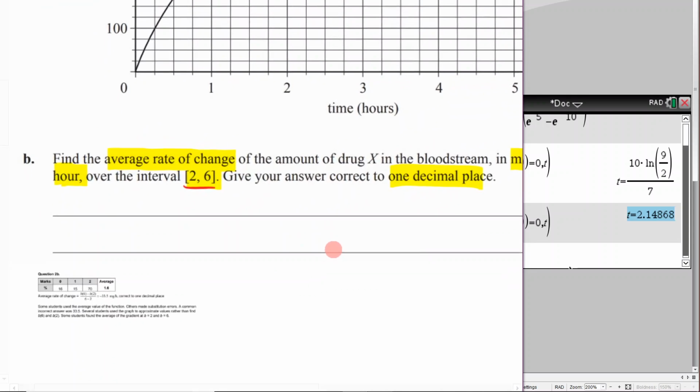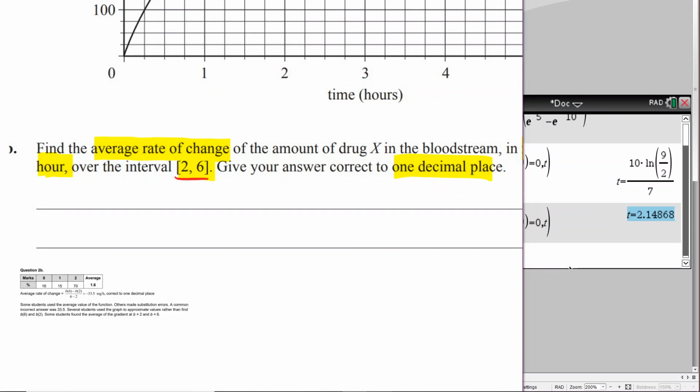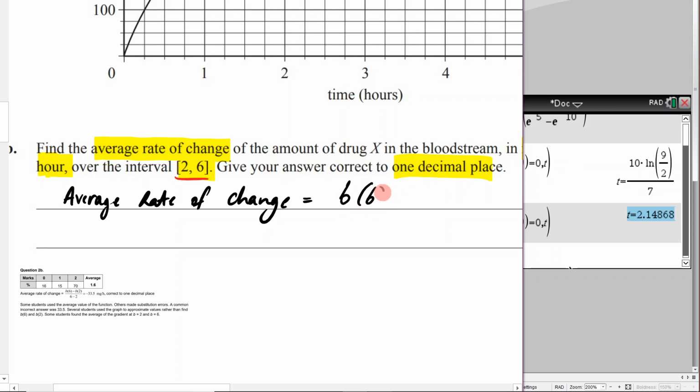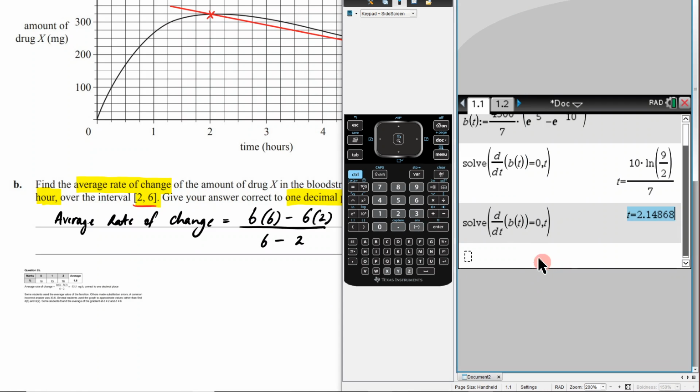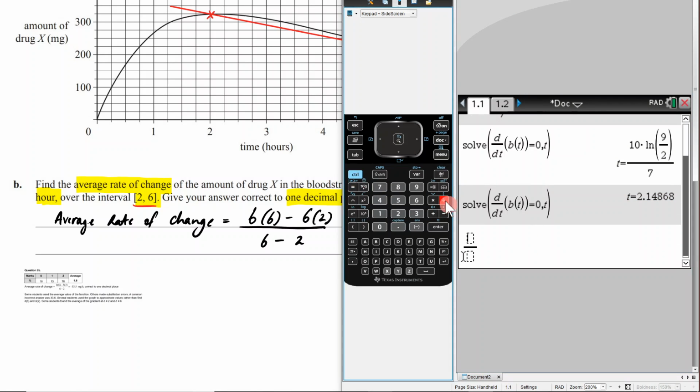So in this instance, we would come down here and I'm going to grab a black and go: average rate of change is going to be equal to, now, b of 6 minus b of 2 over 6 minus 2. Now this is a 2-mark question, so we do have to provide some working here. So let's scroll down here and let's put that in. So control divide, and then I'm going to go b of 6 minus b of 2, and then 6 minus 2 down here. Now it says give your answer correct to 1 decimal place.